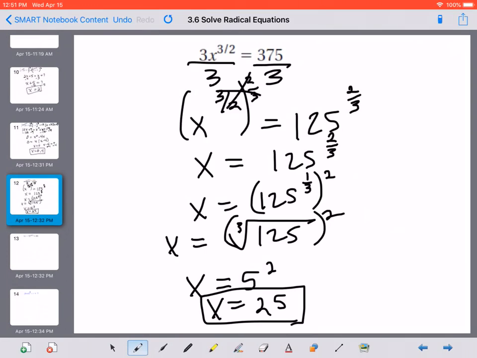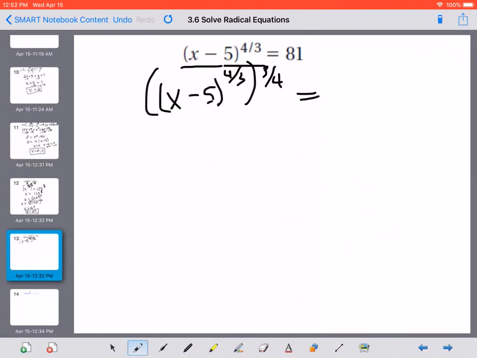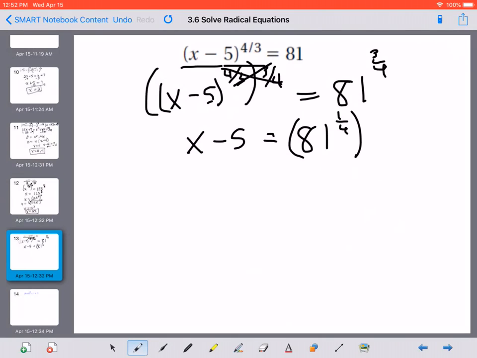Okay, let's see, I think we have maybe 2 more. Sometimes you have a binomial raised to a rational exponent. You're still going to do that the same way. Our power term would be this entire expression. It's already by itself, so we're just going to proceed to step 2, which is to raise that to the power that would eliminate our exponent. So we're going to raise that entire thing to 3/4 is equal to 81 to the 3/4 power. These cancel each other out, so you're left with x minus 5 is equal to 81 to the 1/4 power cubed.